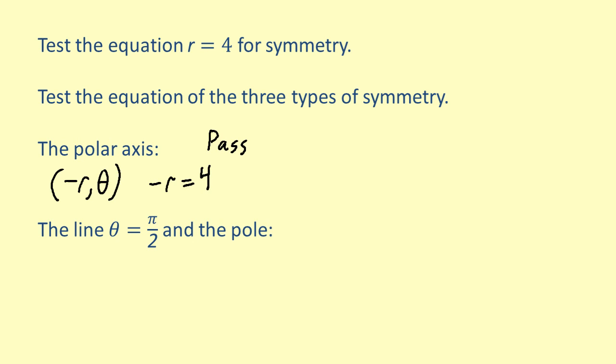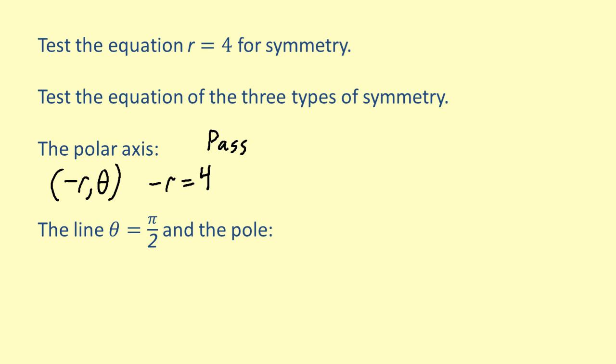We have negative r equals 4. This does not look good. But remember that we have already shown that the equation r equals 4 is symmetric across the polar axis. There are two tests for that symmetry. We could either replace theta with negative theta, or we could replace r with negative r and theta with pi minus theta. Since we know the equation is symmetric about the polar axis using the first test, we know that the equation must also pass the second test.